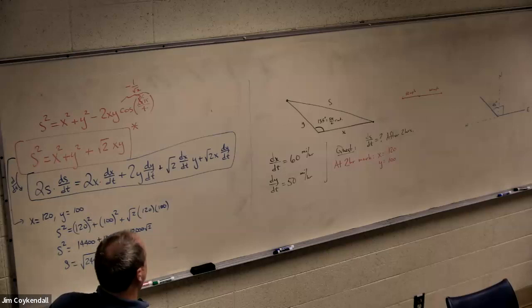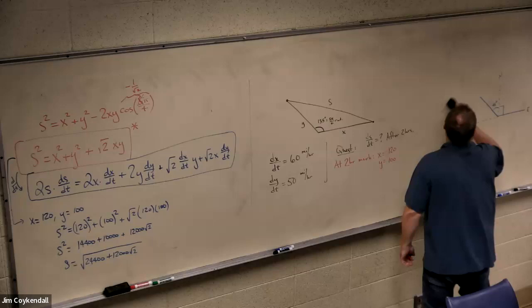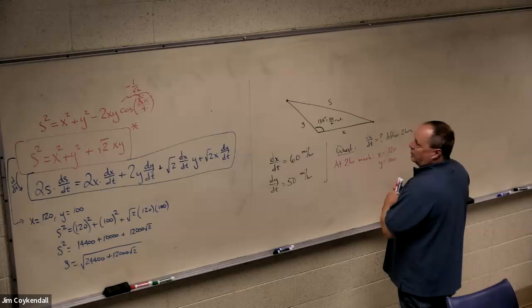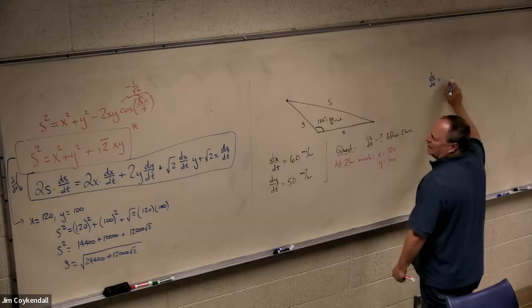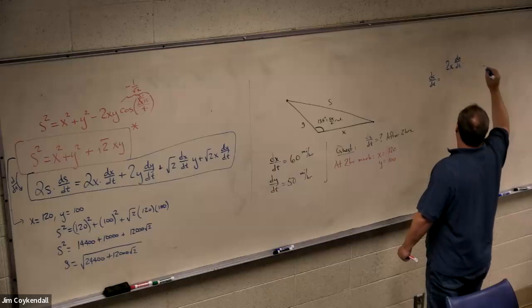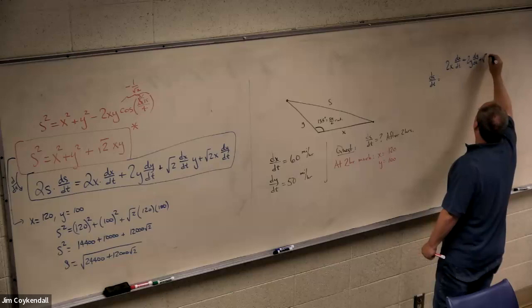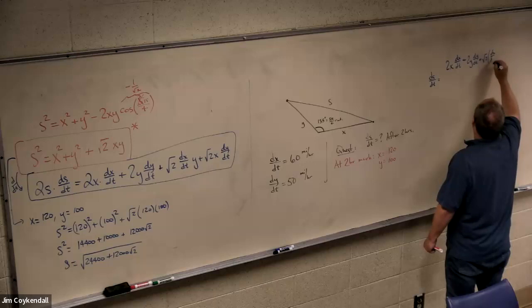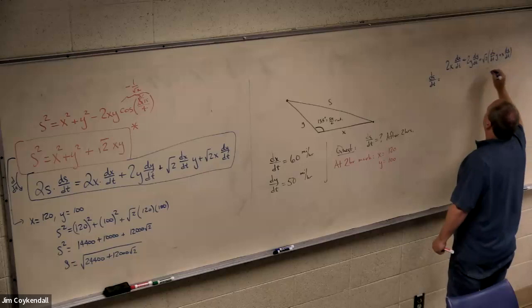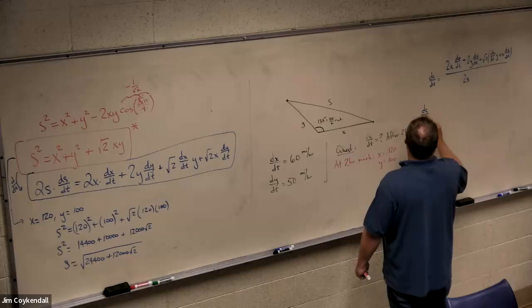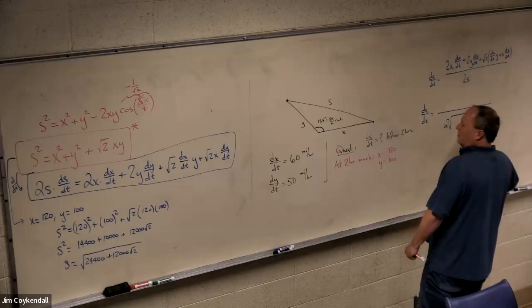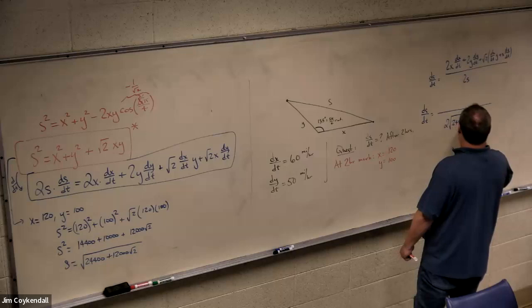Really? Because what I get is 2x, x prime, plus 2y, y prime, plus radical 2 times the derivative of xy, which is x prime y plus x y prime, over 2s. Right. And so put the numbers in. 2 times the square root of 24,400 plus 12,000.